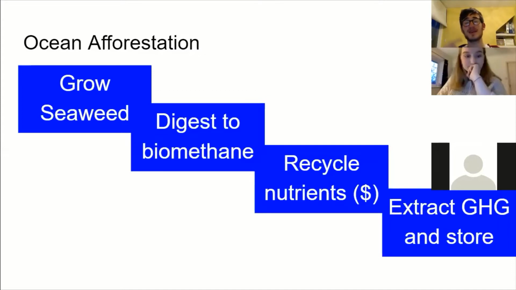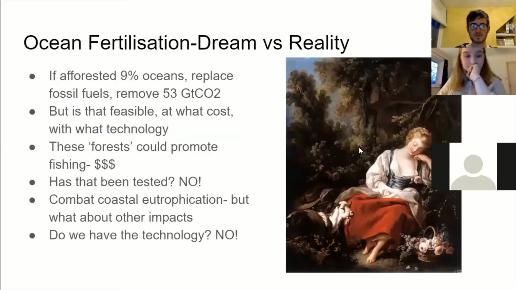The other thing we do is to then recycle the nutrients from this seaweed, which is going to create money, and therefore means it could potentially fund itself. So this is kind of the dream versus potentially what could the reality be. If we afforested 9% of the world's oceans, you have to understand that is a huge, huge, huge number. We could, in theory, replace fossil fuels using that biomethane, helping us to net zero much easier.